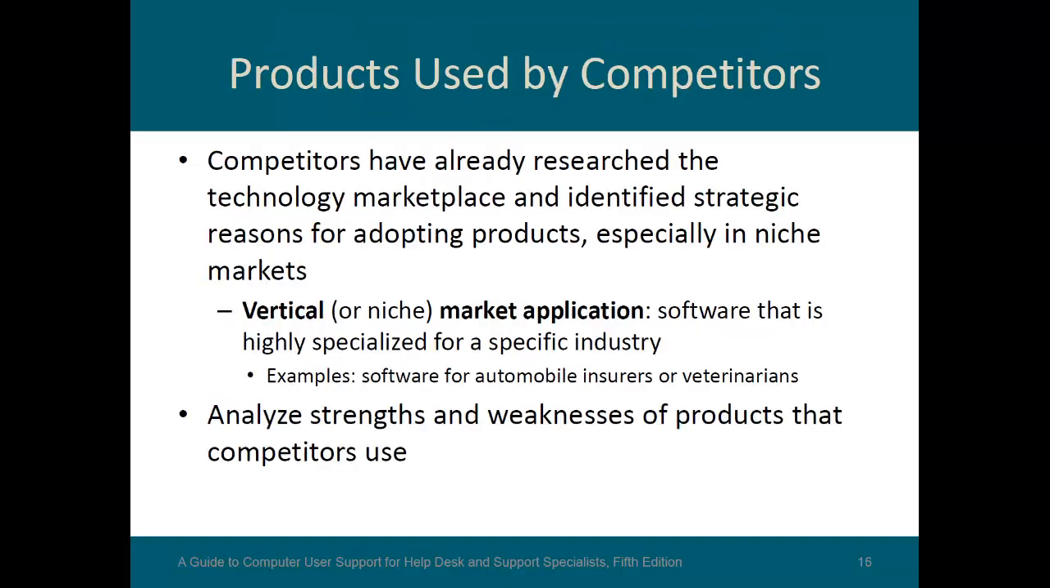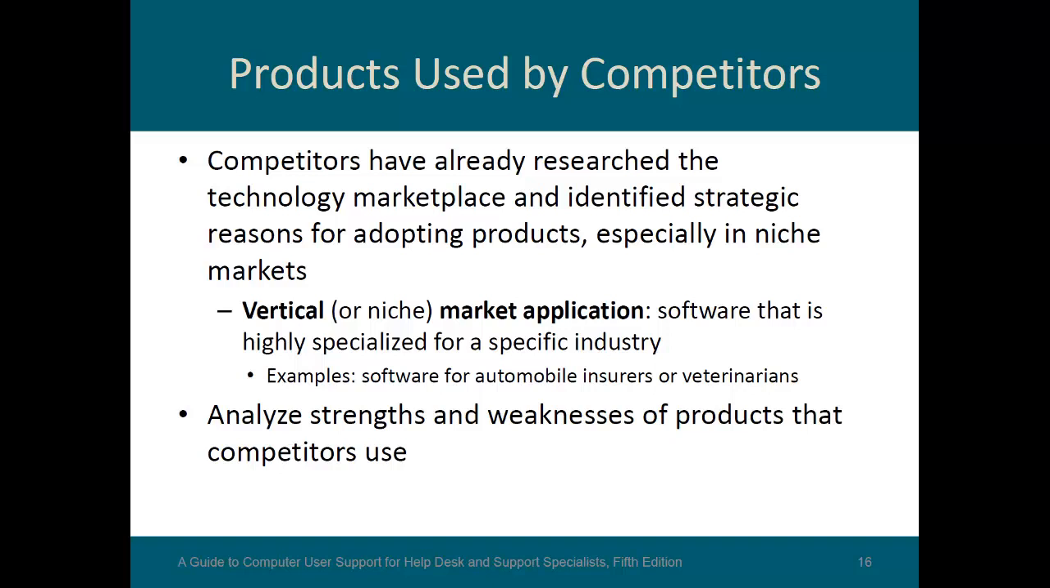Competitors have already researched the technology marketplace and identified strategic reasons for adopting products, especially in niche markets. These are also referred to as vertical markets. That's what we typically call them in the industry: vertical markets. Software that is highly specialized for a specific industry. Examples: software for automobile insurance or veterinarians. So let's use another example.